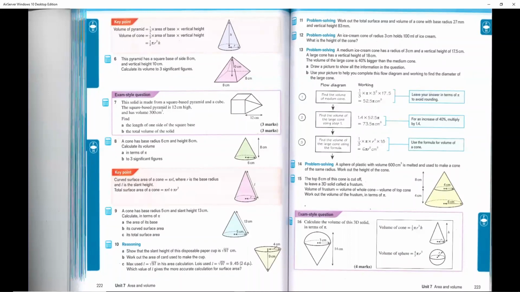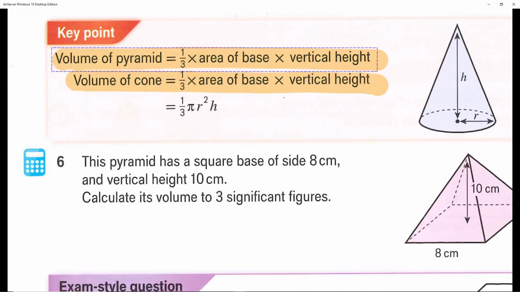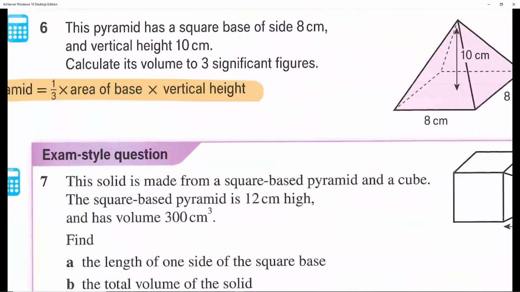Okay, the pyramid has a square base of side 8 centimeters and a vertical height of 10. So now let's use the formula. Abdullah, stay there with me. The top one and the middle one are identical. So this one here, Abdullah, for the pyramid, and this one for the cone are identical in terms of the formulation. I'm going to copy the top one, bring it down to here and throw it over here.